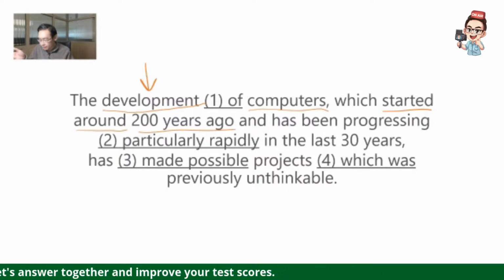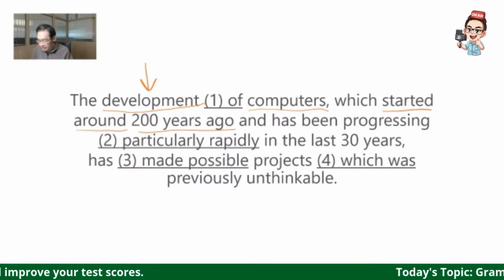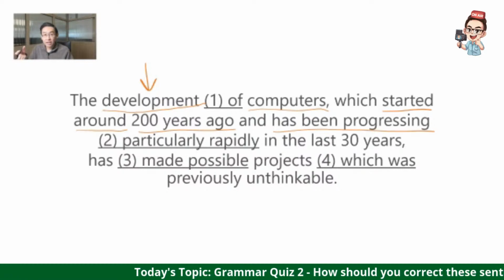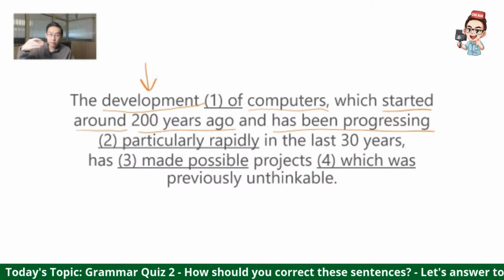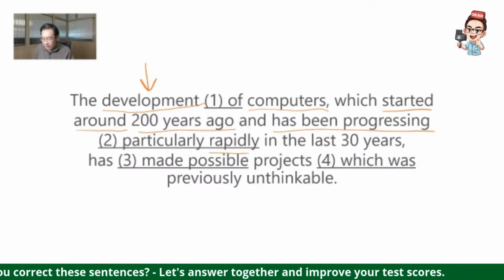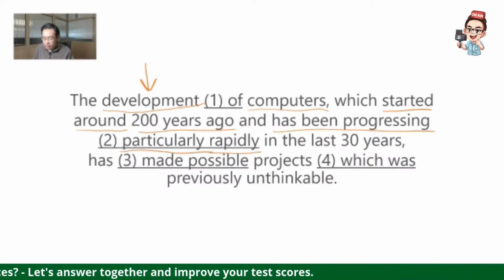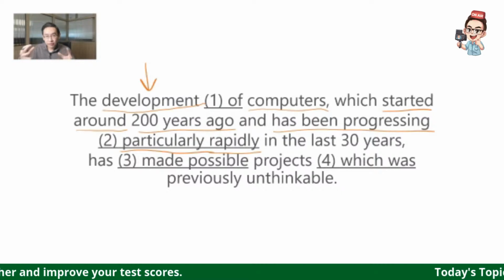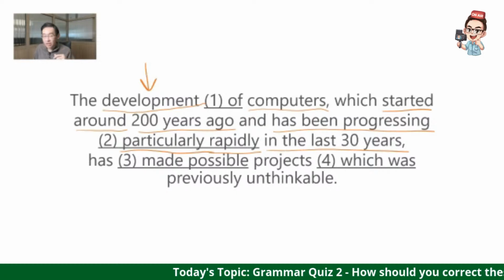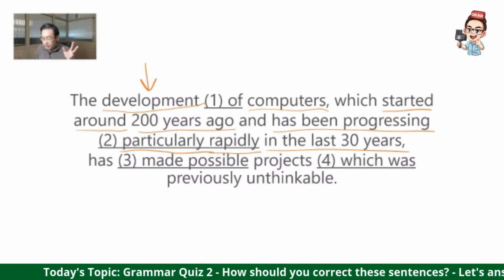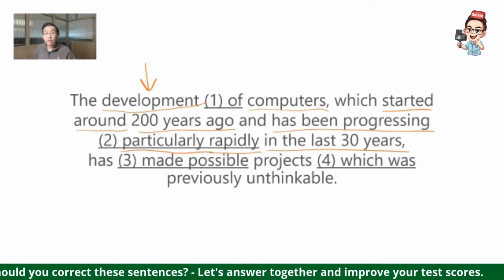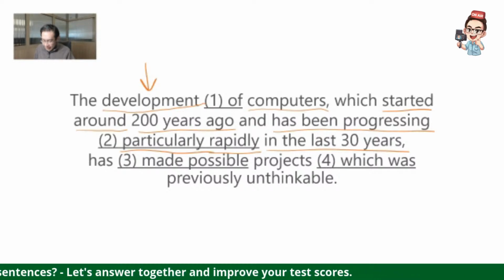So that's quite a long time. And it says here has been progressing. So it has been improving. This is to say that the development has been moving forward or improving, getting better, particularly rapidly. Rapidly is fast. And if you say particularly rapidly, it means quite or very fast. In when? The last 30 years. So in the last or past 30 years, the development of computers has been moving forward and getting better very quickly. Okay, has made possible.